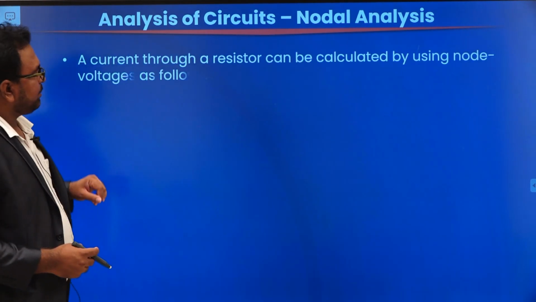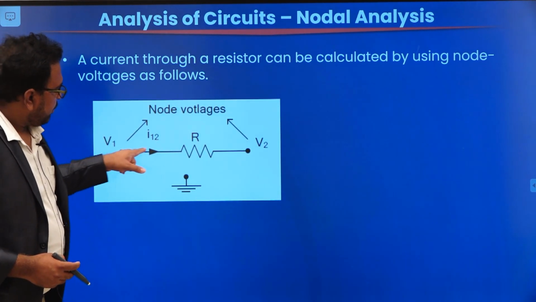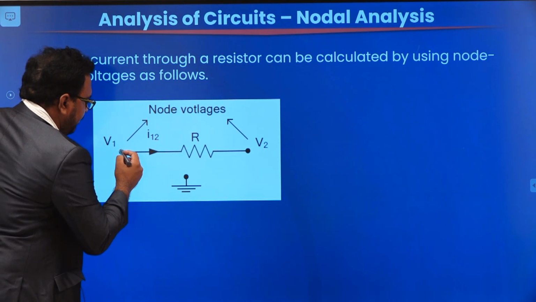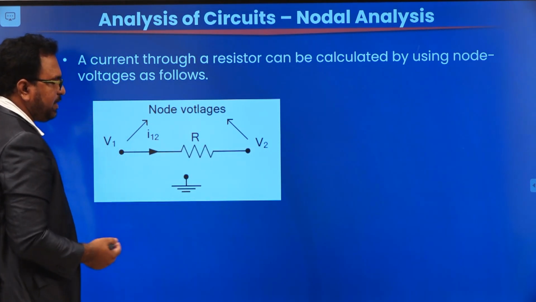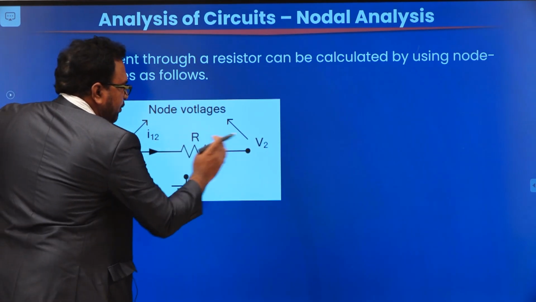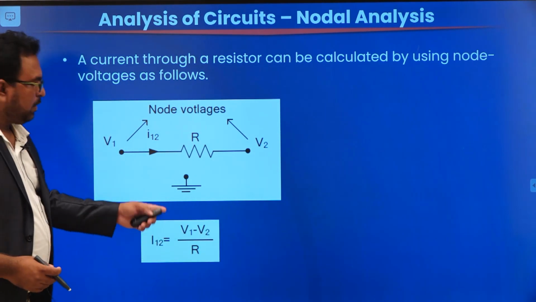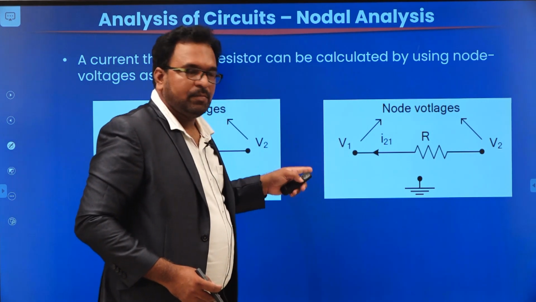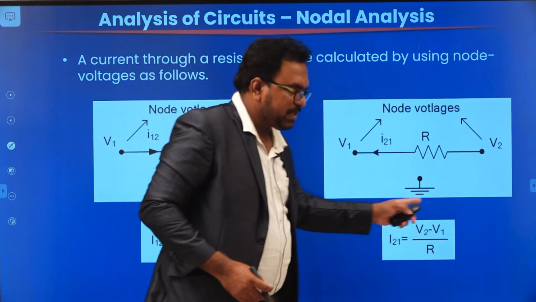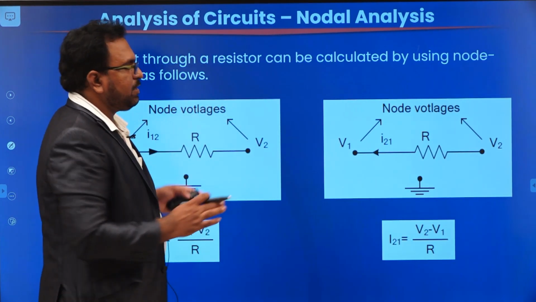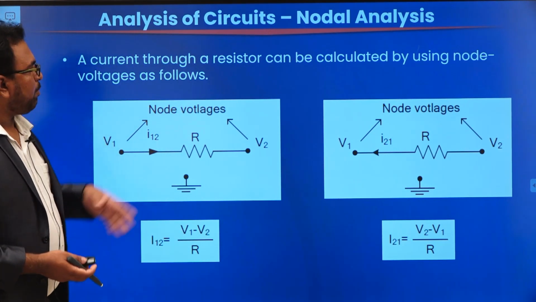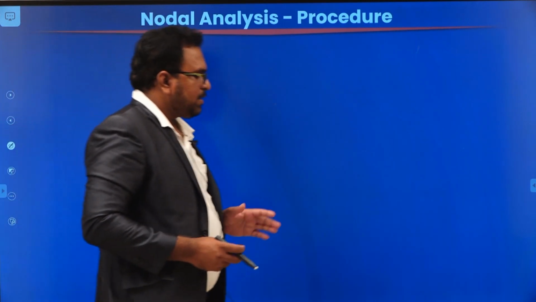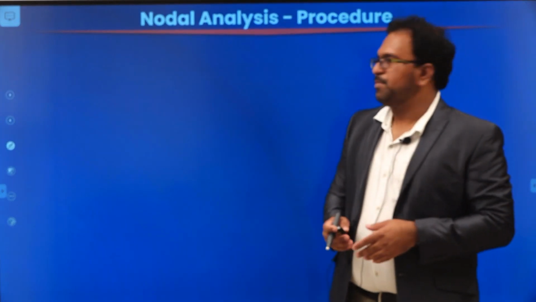Coming to the currents, if you calculate the current flowing through this resistor and the direction is given from 1 to 2, obviously it is (V1 minus V2) divided by R. If the current is in the opposite direction, from the second node to the first node, then I21 is (V2 minus V1) by R. These things are essential for you to apply nodal analysis. Now let us see the procedure. Similar to mesh analysis, here also there are 5 steps involved.